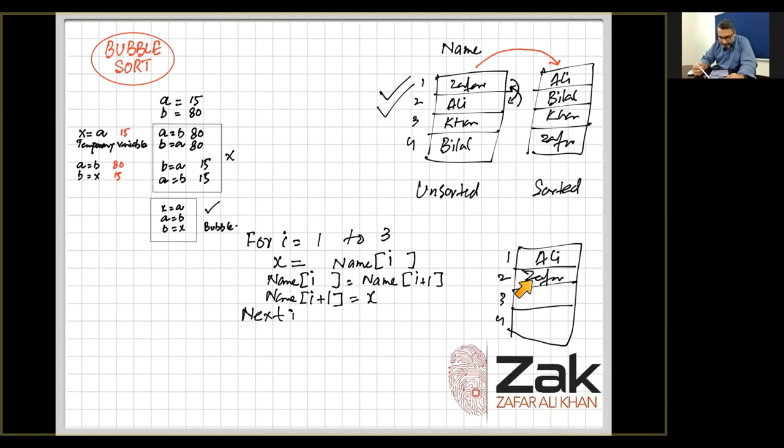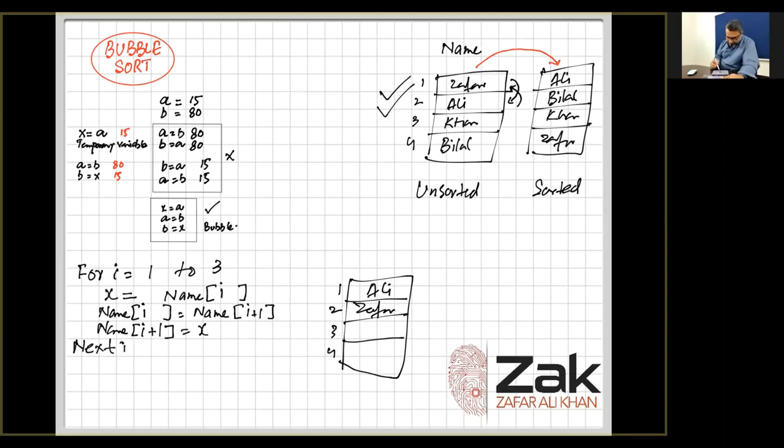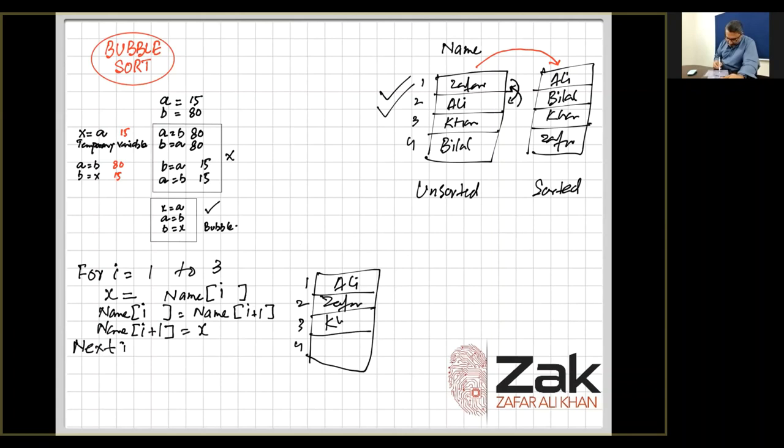Afterwards, I becomes 2. Now this is Khan and this is Bilal. So what has happened is that Ali has come here. This is Zafar. This is Khan. This is Bilal. Now I is 2. So X is equal to name 2. The value of X is now Zafar. Name 2 is equal to name 3 because I is 2, so I plus 1 is 3.